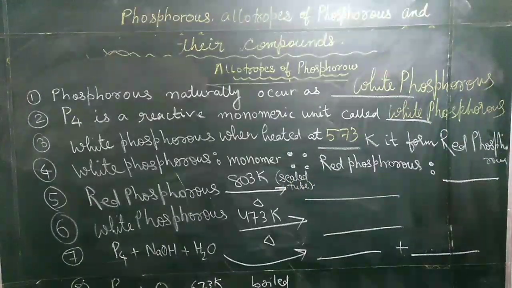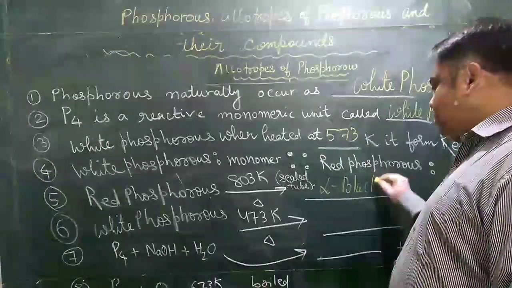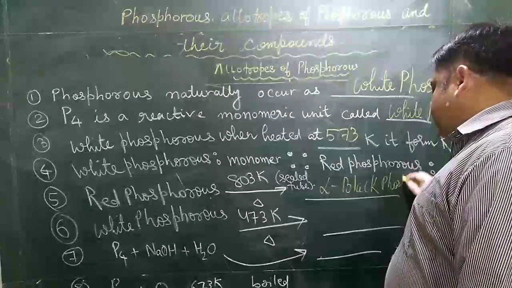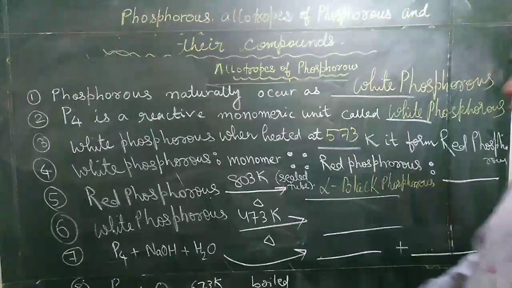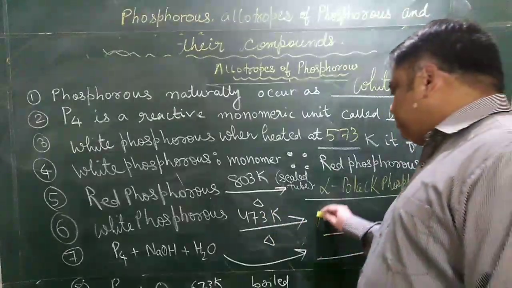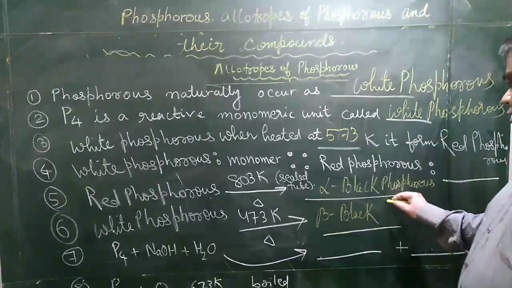Now tell me, at 803 Kelvin what kind of phosphorus will be formed? And at 473 Kelvin what type of phosphorus will be formed? At 803 we form alpha black phosphorus in sealed tube, and at 473 it will form beta black phosphorus.